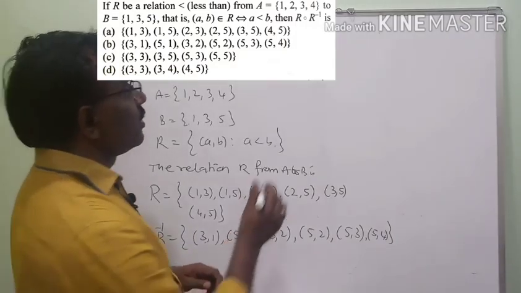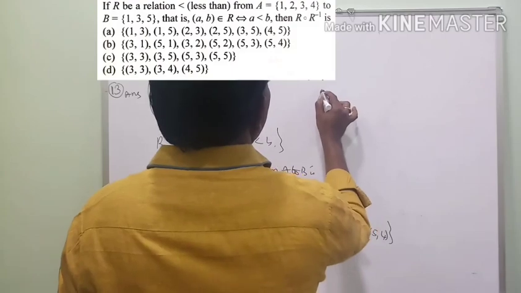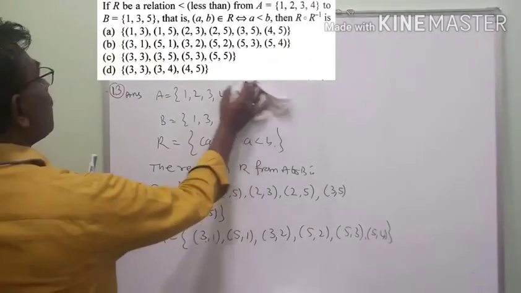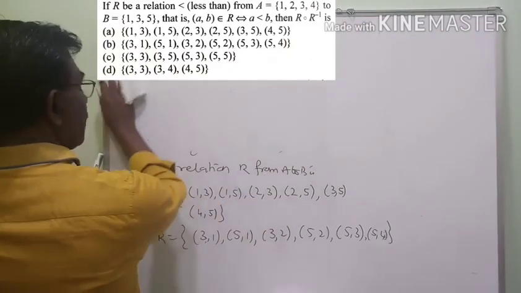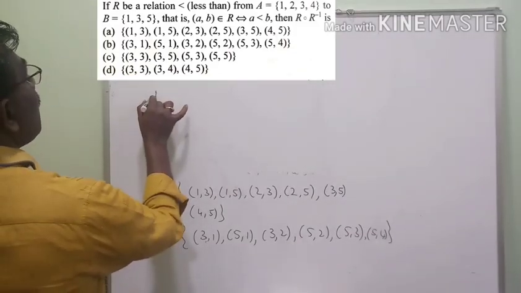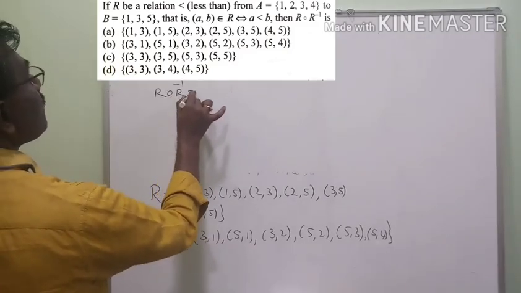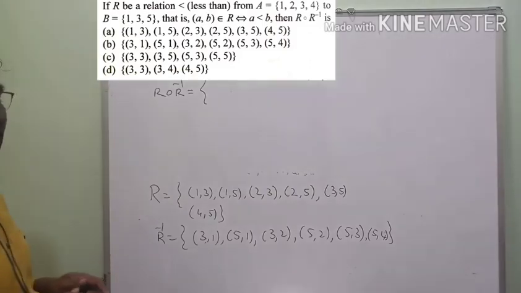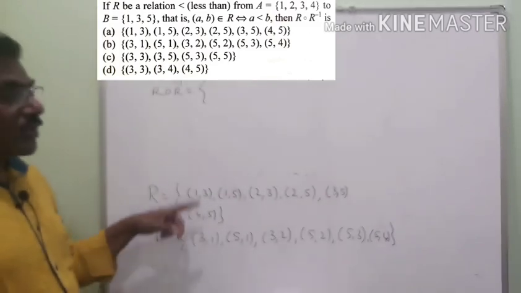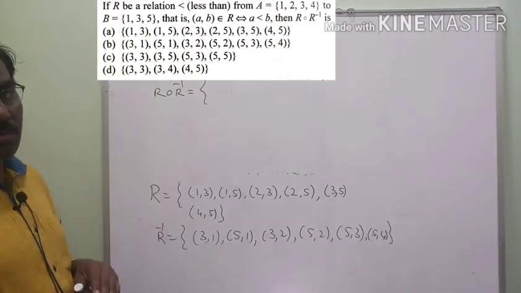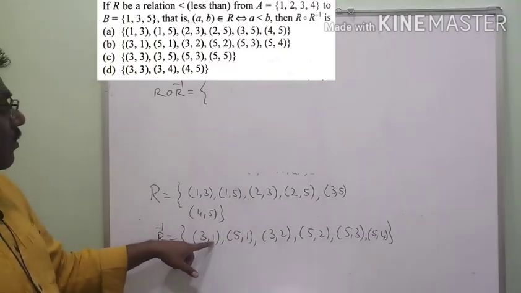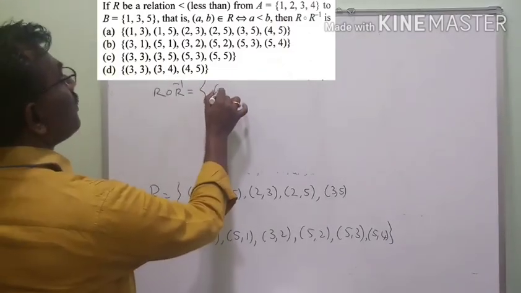Now what is the question asking? R composition R inverse. So this is R, this is R. What is the question? R composition R inverse. Okay, this is an interesting problem. First you see R inverse, then R. R inverse means 3 image 1, 1 image 3. I think 3 comma 3.